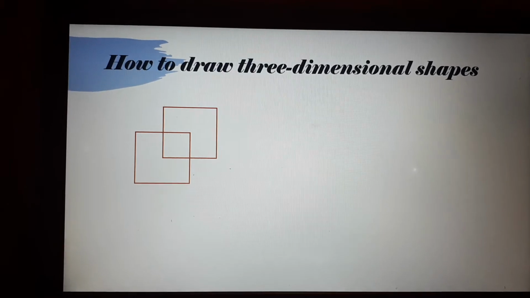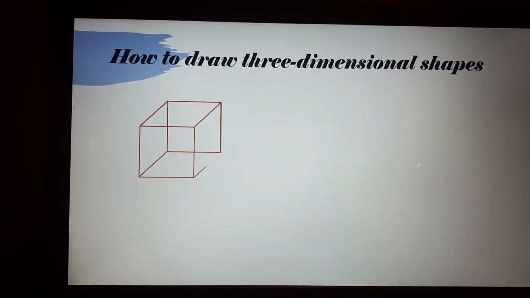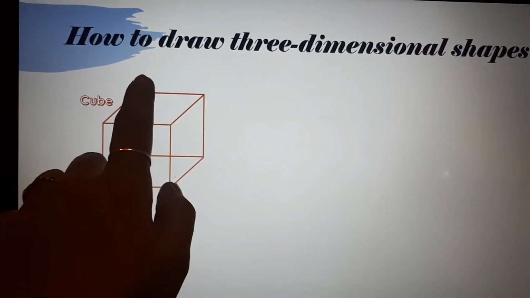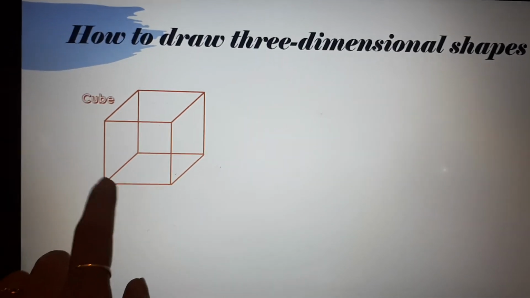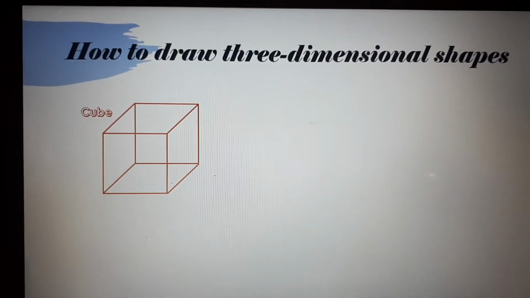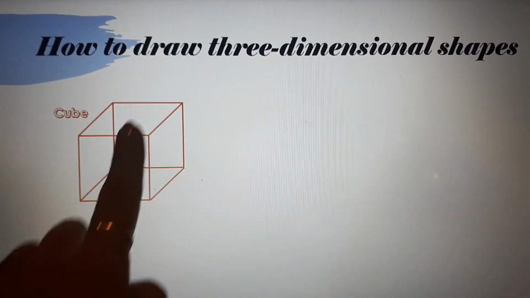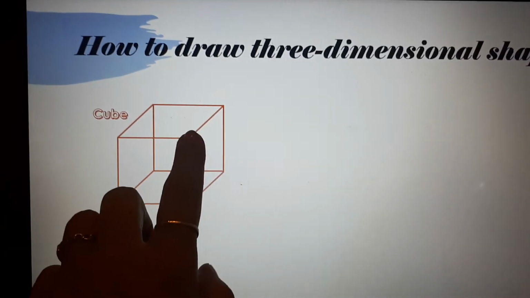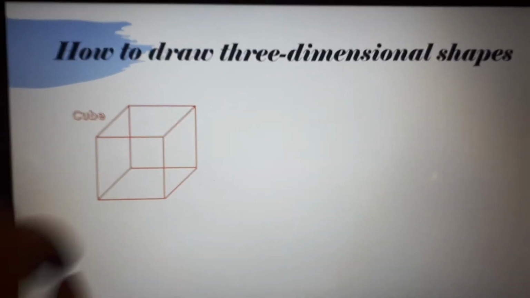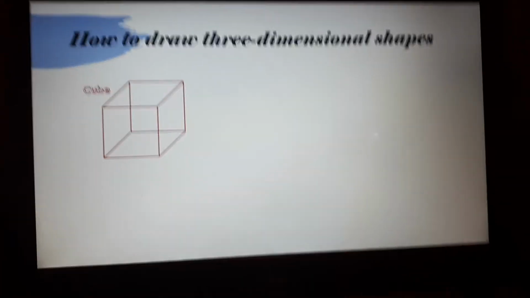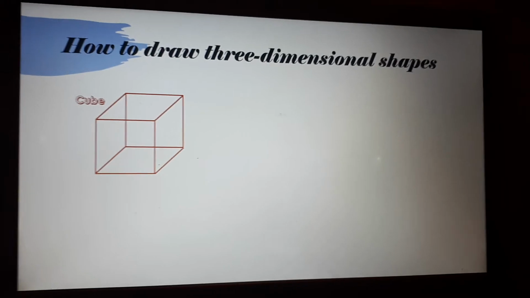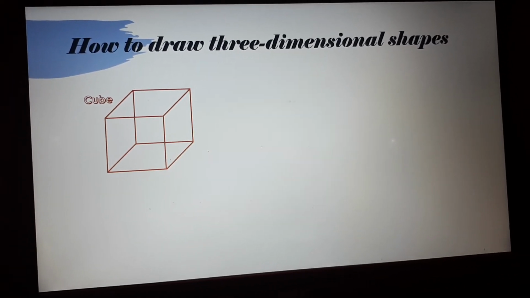You see here, I have two squares. Connect the vertices together, it will become a cube. So here I have 1, 2, 3, 4, 5, 6, 7, 8, 9, 10, 11, 12 edges for the cube. 1, 2, 3, 4, 5, 6 faces for the cube, and 1, 2, 3, 4, 5, 6, 7, 8 vertices. Remember, if you have your pencil, come on, draw and write how many faces, edges, and vertices each figure or each shape has.